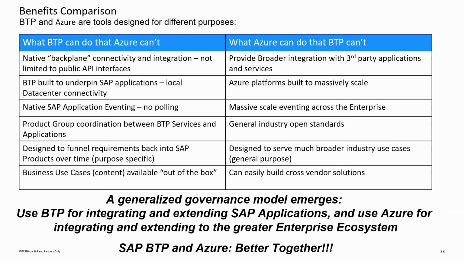BTP is also designed to funnel requirements back into SAP products over time. That's one of the things I see happening all the time. Our product groups watch how you implement BTP, and if we see things happening commonly, we take that feedback and oftentimes roll it back into our product as a feature. So it becomes a way that our customers can innovate and add unique value, but if we see it's happening a lot, maybe it's something we need to roll back into our products.